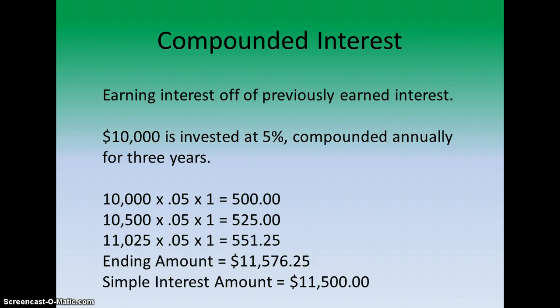Now, let's say we're going to leave it in there for 3 years. At the start of the next year, we're now going to have $10,500, because that $500 is wrapped back up into the investment, and then we multiply it by 5% times 1, and now we have $525. And then in the final year, we get $551. So the ending amount comes out to $11,576. So basically, compounding interest is earning interest off interest previously earned.